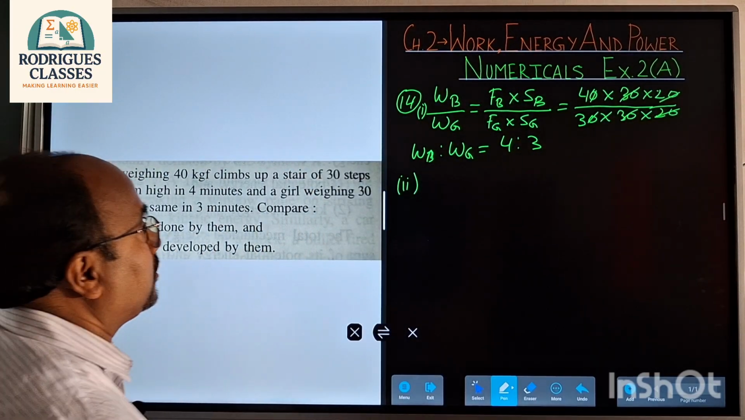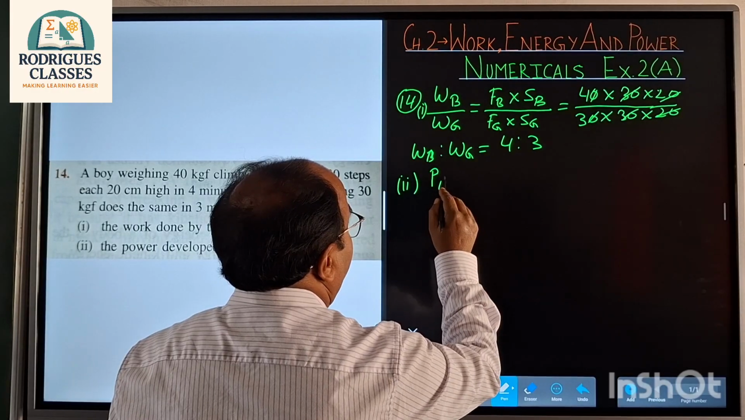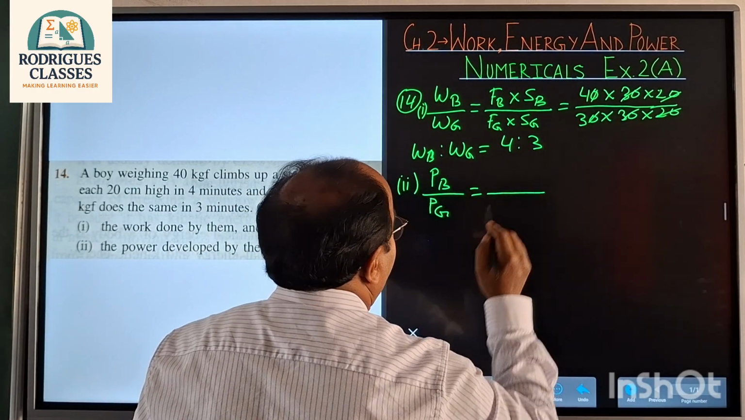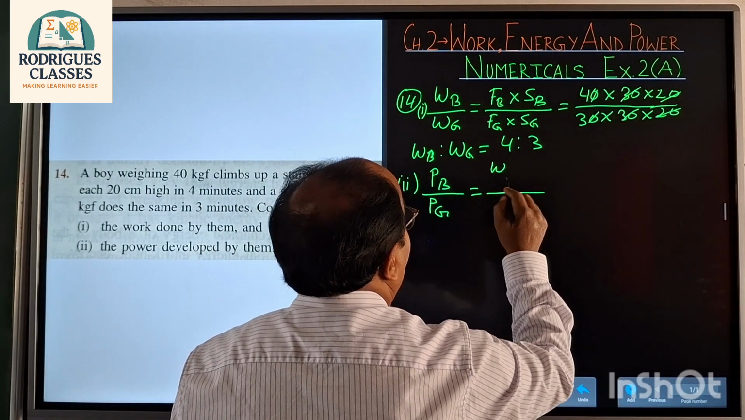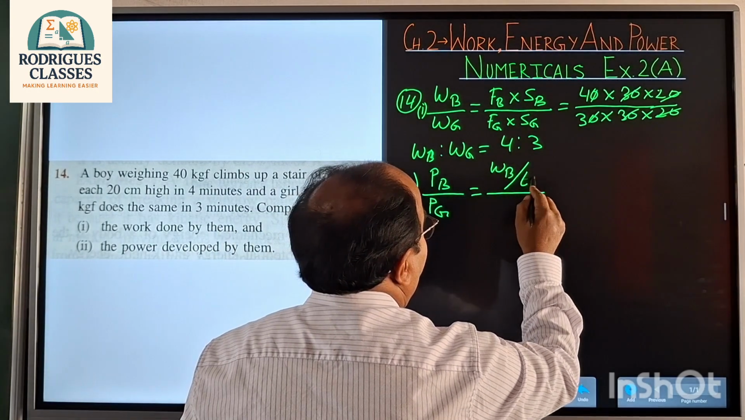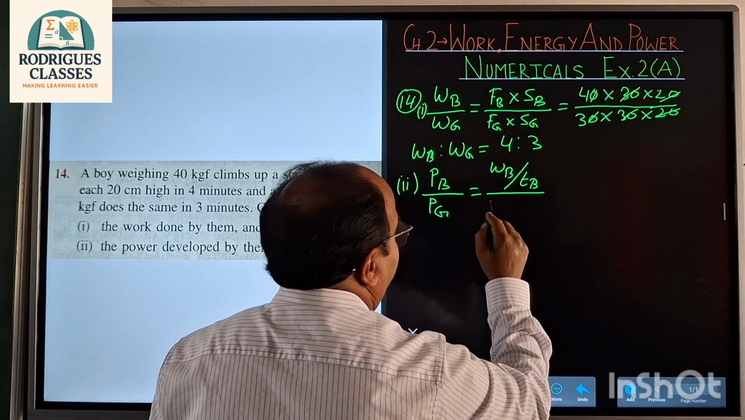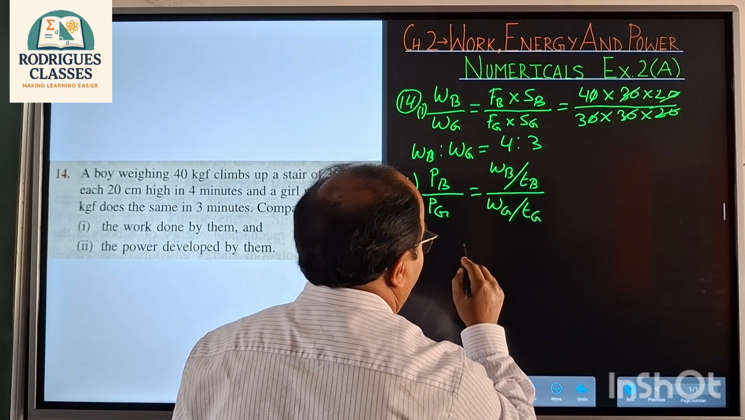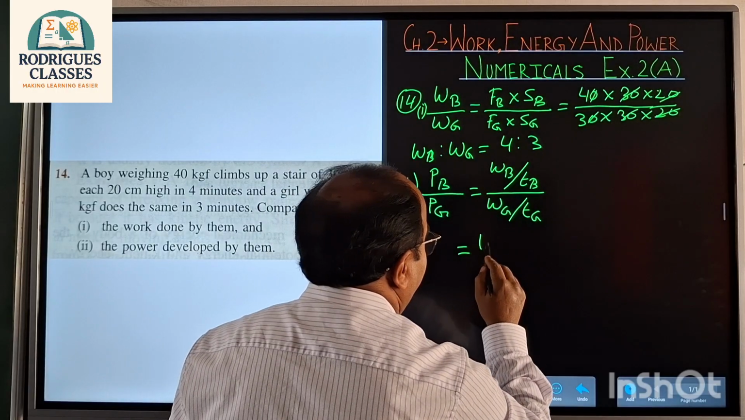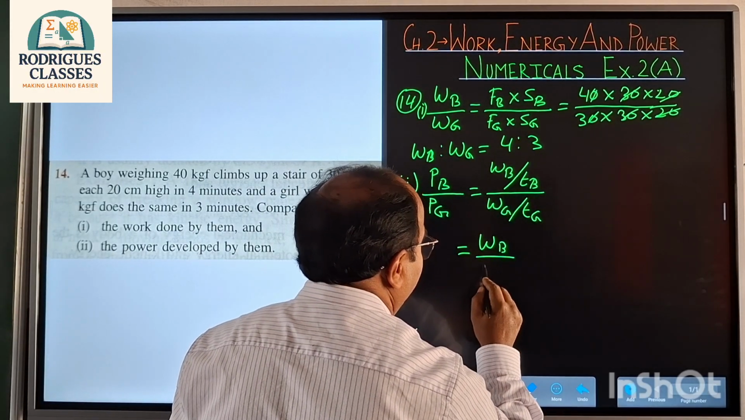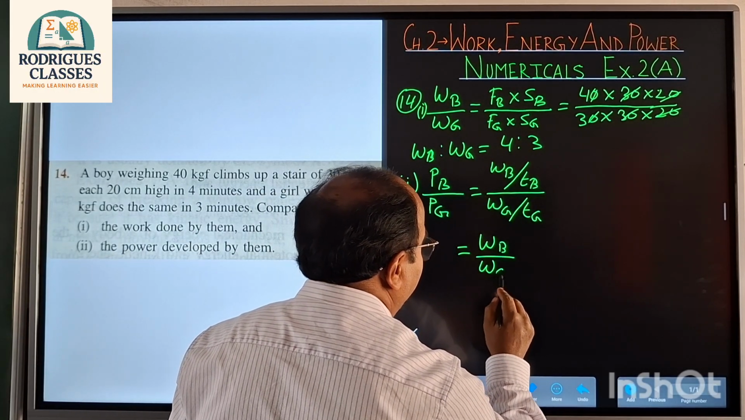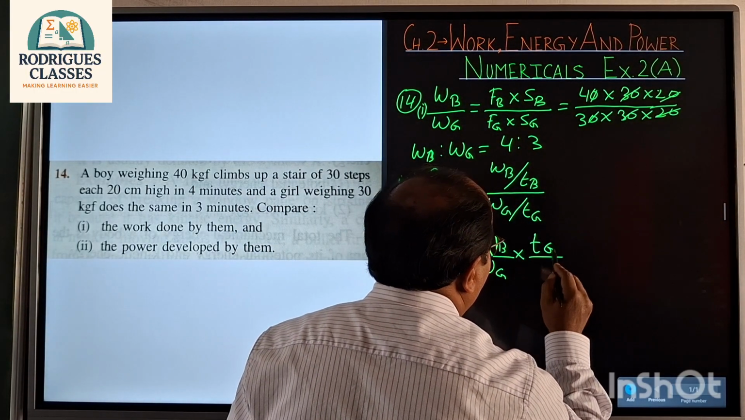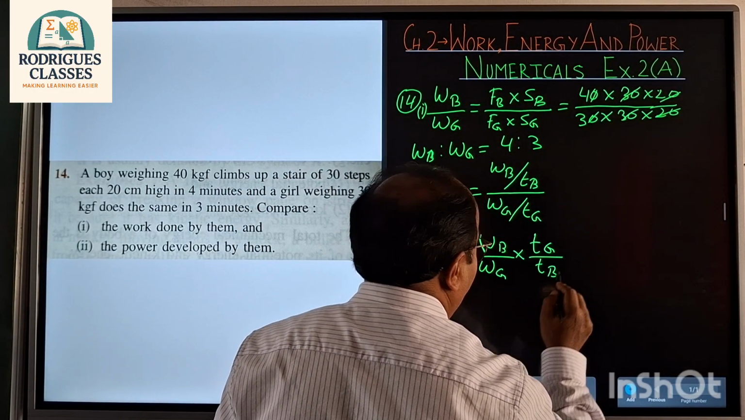That is the power developed by them. So power by the boy divided by the power by the girl. So that will be the work done by the boy divided by the time taken by the boy, and then work done by the girl divided by the time taken by the girl. This I can write as WB by WG, that is work done by the boy by work done by the girl, into the time taken by the girl by the time taken by the boy.